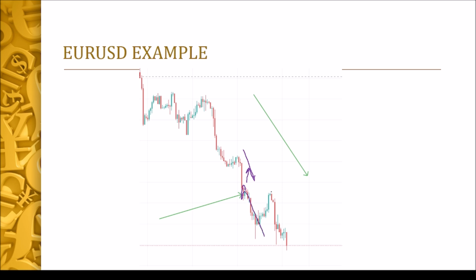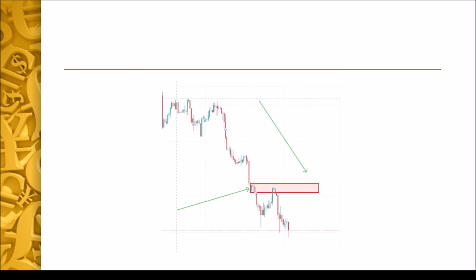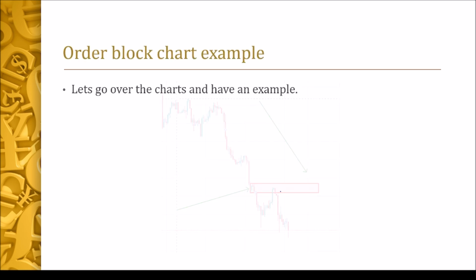So reaction of price when it came back to this point was actually in our favor. Let's see how it reacted. As you can see, from the pause, we had price come back to the particular order block. So this is not the scope of this video. This is just to illustrate what order blocks are. In the next video, we are definitely going to talk on how you can trade, structure a strategy on how you can trade using these order blocks. So right now, let's go over the charts and have an example of how it goes.